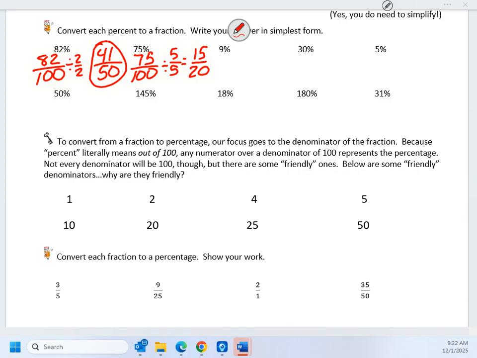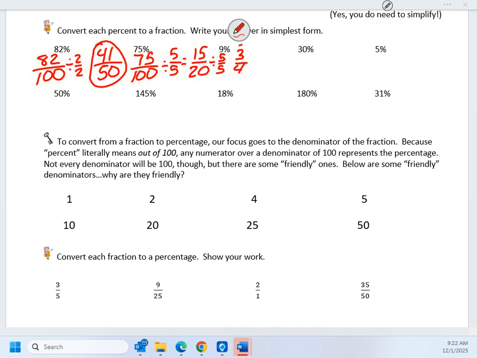Am I done? No. Why aren't I done? Because you can take 5 out of it. I can divide 5 again. 15 divided by 5 is 3. 20 divided by 5 is 4. Am I done? Yes, there's nothing I can divide out of 3 and 4.